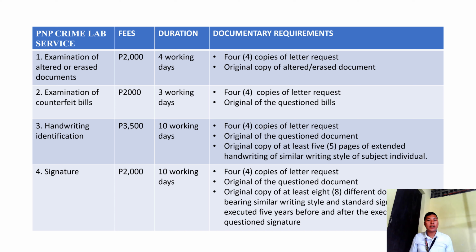PNP Crime Lab Service, number 4. Signature. Fees 2,000. Duration 10 working days. Documentary requirements: 4 copies of letter request, original of the questioned document, original copy of at least 8 different documents bearing similar writing style and standard signatures executed 5 years before and after the execution of the questioned signature.